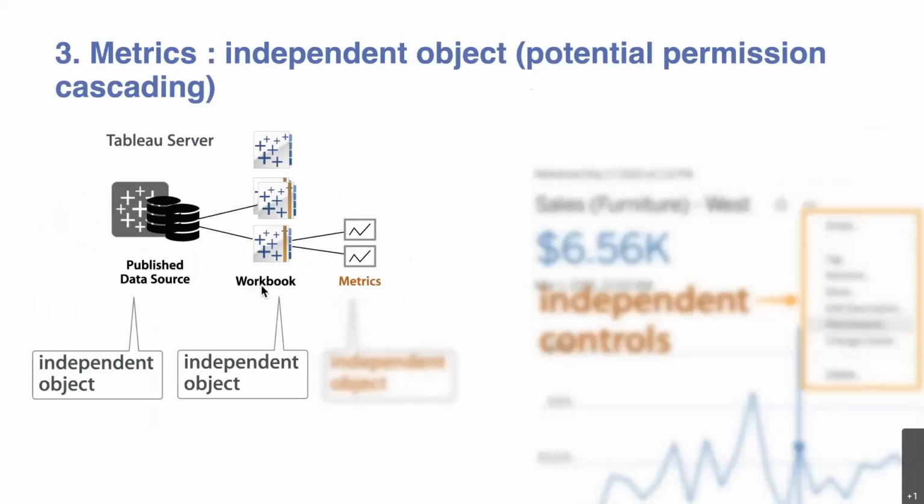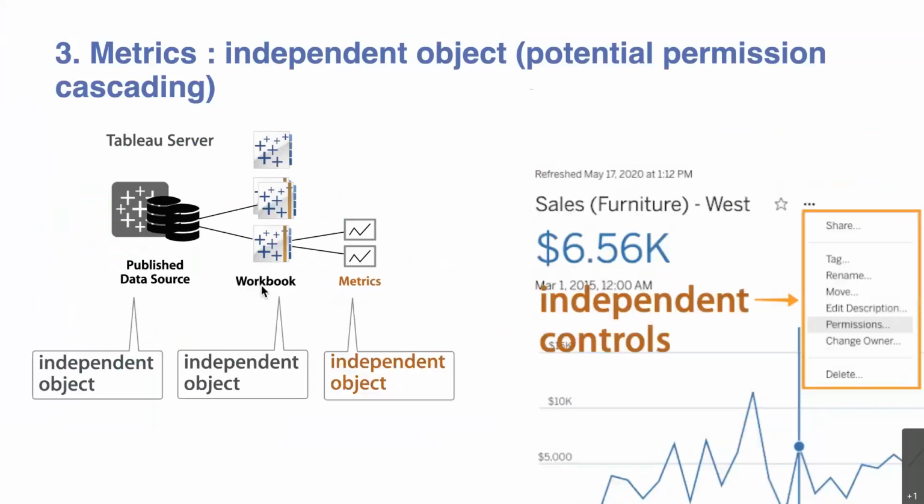Metrics is actually an independent object. What it means? Okay, similar as the workbook is independent from the data source. Even the workbook is connected to the published data source, even the workbook is built from a published data source, then the workbook itself becomes independent. Same thing here for metrics.